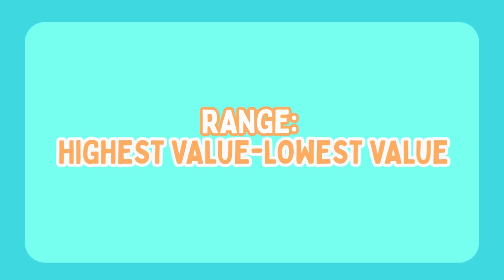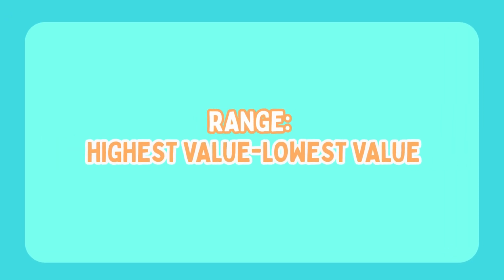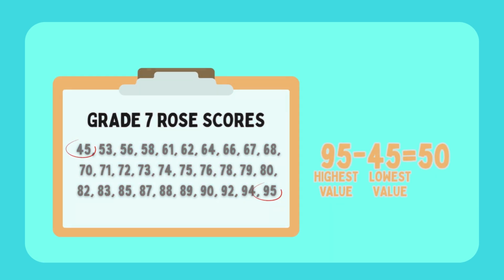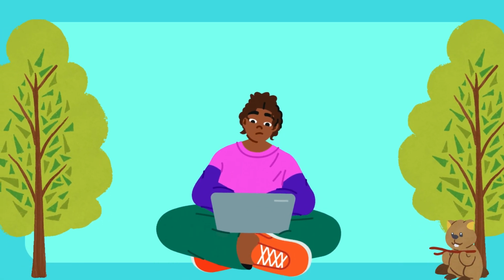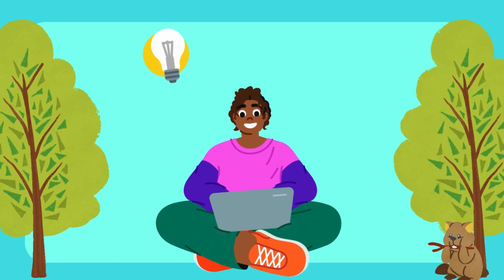Then we are going to compute the range. The formula of range is the highest value minus the lowest value. So 95 minus 45, that is 50. This helps us to decide how to group the data.